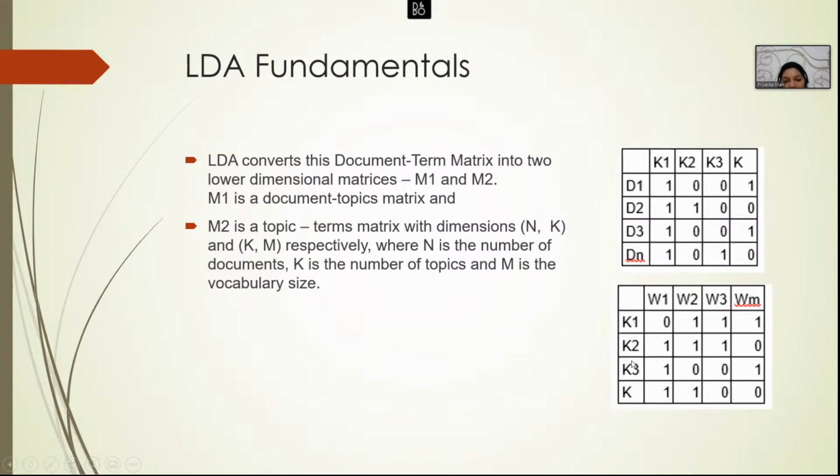So the second matrix is mapping the words and the topics. So let's say the word product occurred in topic 1 and it also occurred in topic 2. Okay. So these are the matrices which LDA constructs for us. So, just for repetition's sake, it constructs documents and topics, and the words belonging to those topics.